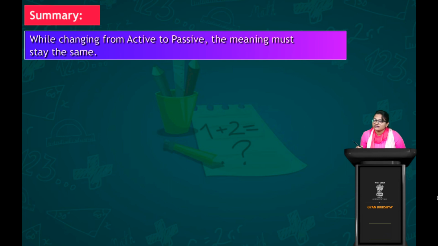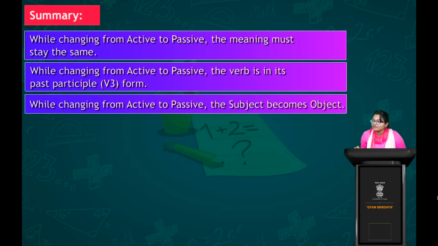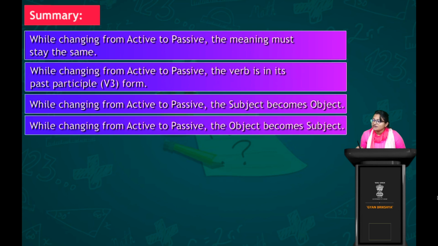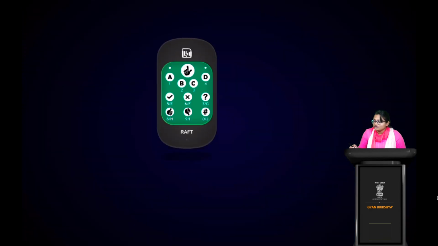Okay, so then we can take a quick summary of our last class and then we will again revise what we have studied in today's class. Okay, so while changing from active to passive, the meaning always remains the same, very important. The verb is in its past participle or V3 form. The subject becomes object, and the object becomes subject. I told you earlier. While changing from active to passive, we should carefully mind the tense. That we have to remember.